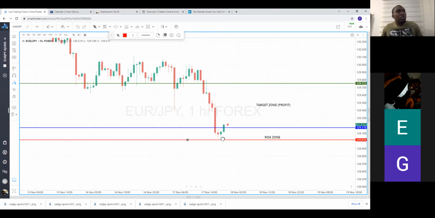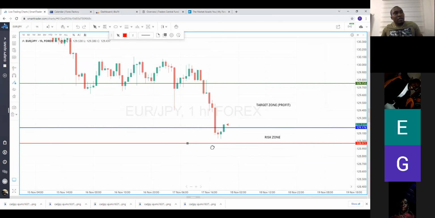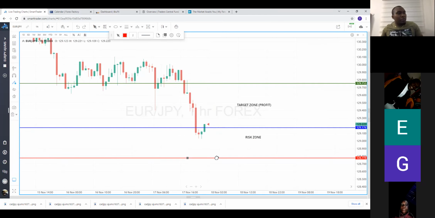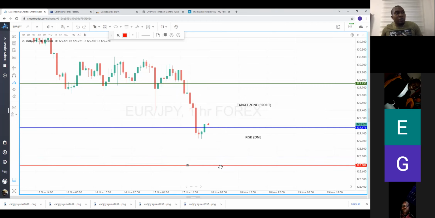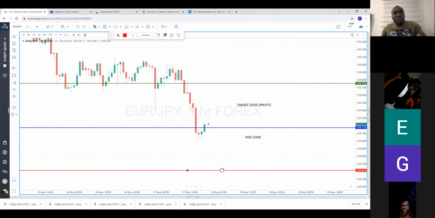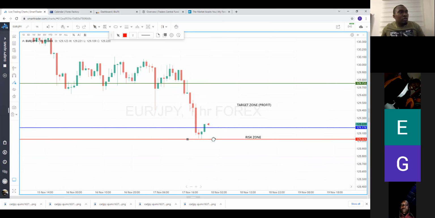So while some of us will be putting 10 pips below this level, some can choose to put 15 pips below it. Some can choose to put 20 pips below it. That one depends on individual decision. Those of us who want to risk more can put more.